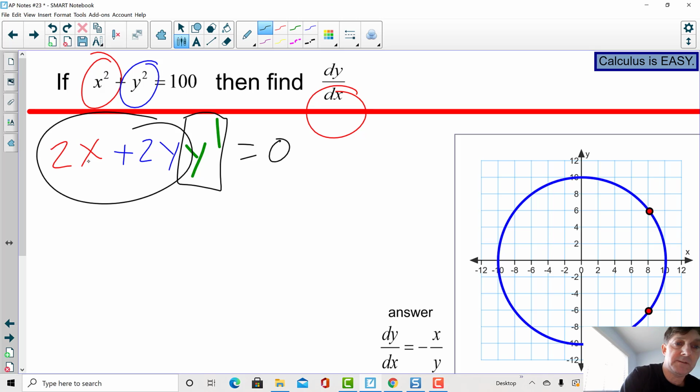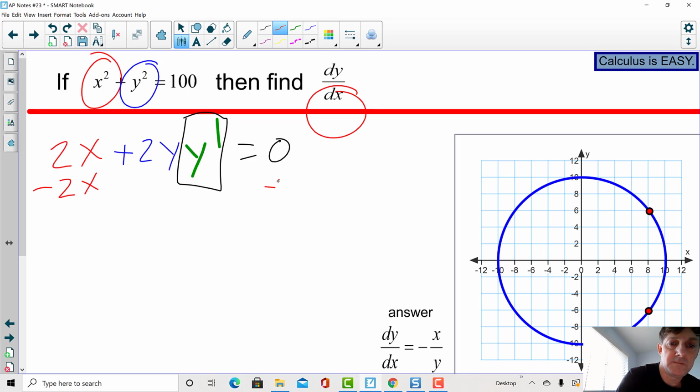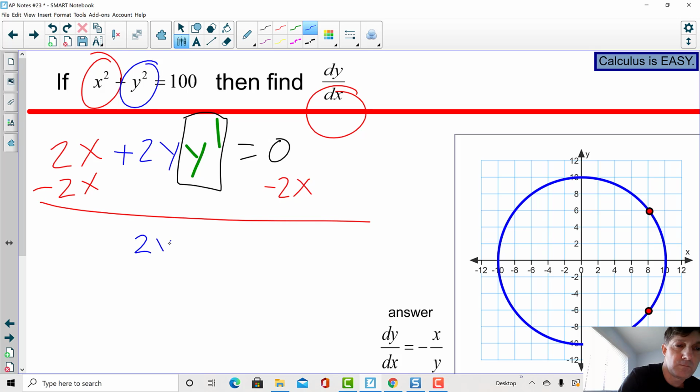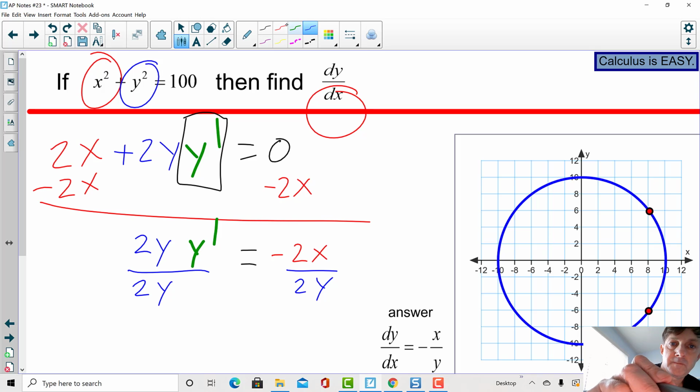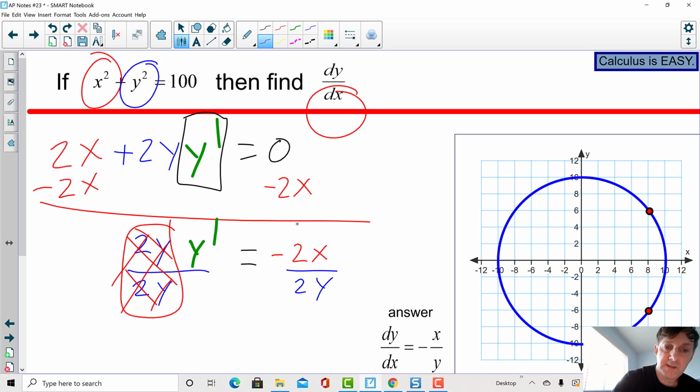So I need to get rid of all this stuff here. I'm going to start by subtracting 2x from both sides. Then I'm going to divide both sides by 2y. Okay, on the left side, everything cancels except for y prime. On the right side, the 2's cancel.